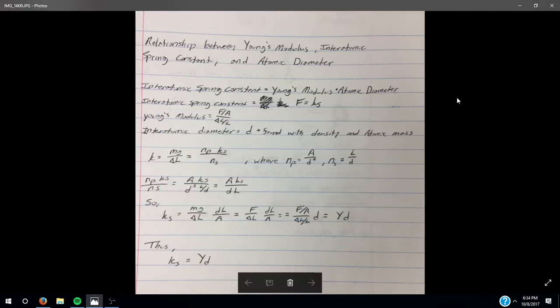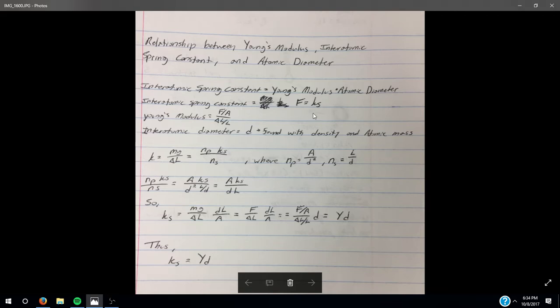Alright, so today we're going to talk about the relationship between Young's modulus, the interatomic spring constant, and the atomic diameter. By the end of this, we're going to have the interatomic spring constant is equal to Young's modulus times the atomic diameter. We're starting off here with the spring constant. I wrote interatomic spring constant.